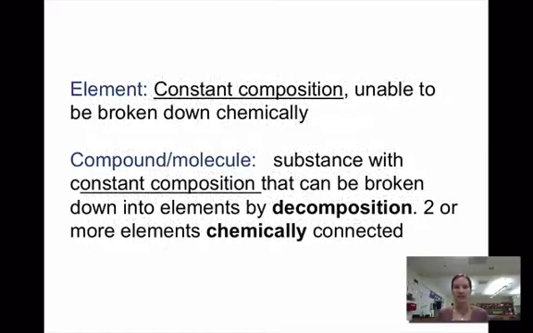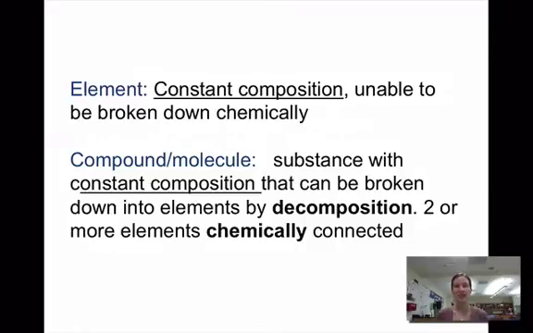Now, in terms of just definitions, what is an element? It's a substance that has a constant composition and you can't break it down ever. When you have carbon, you can't take carbon and break it down into smaller pieces. If you break it down into smaller pieces, you're actually changing the subatomic structure and making it into something new.